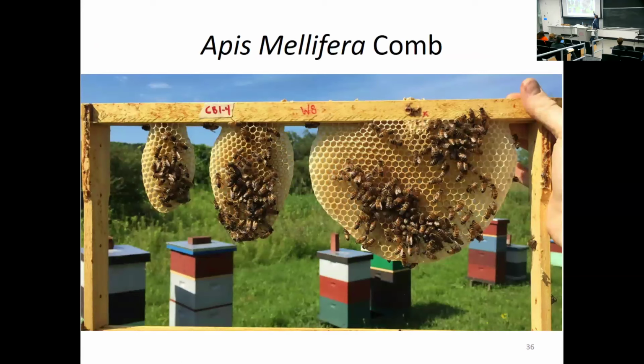This is a frame from a beehive. These are the beehive boxes. Inside each box, there are a bunch of these frames that are hanging in there like a hanging folder. Inside, this is completely pitch black, right? It's sealed in. And this is what the bees do.